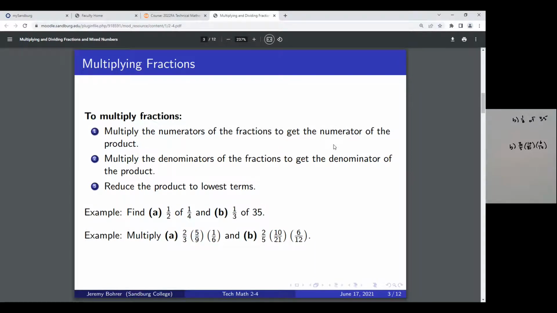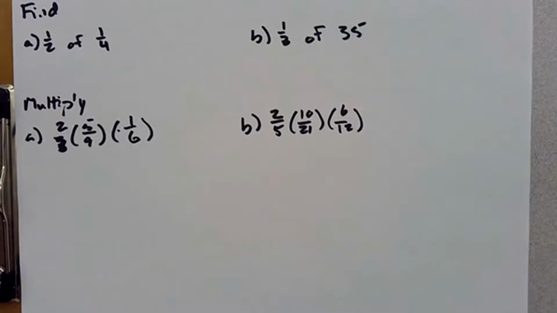In this video, we're going to look at the problems in the 2-4 slides. We're going to start here on page 3 with finding half of a quarter, a third of 35, and then doing some multiplication of fractions. So first off, we've got finding 1/2 of 1/4.